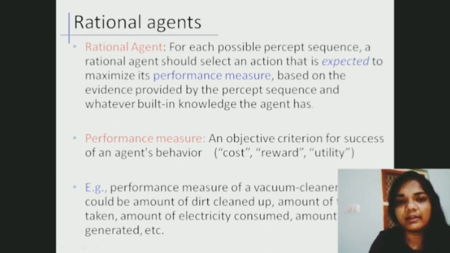Better solution and better decision means the one in which the time taken will be less, in which the accuracy is more, right? So in that way, your agent must be a rational agent. That means it should have the decision taking capacity.